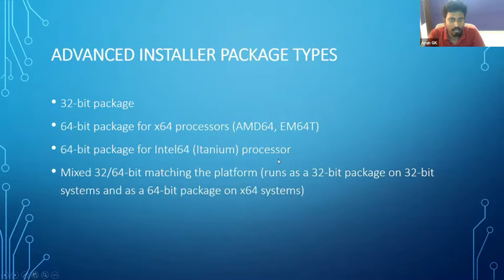And then Advanced Installer package types. There are four package types. One is only for 32-bit, another one is for 64-bit for processors other than Intel, the third is 64-bit only for Intel, and the fourth one is mixed 32 and 64-bit matching platforms.